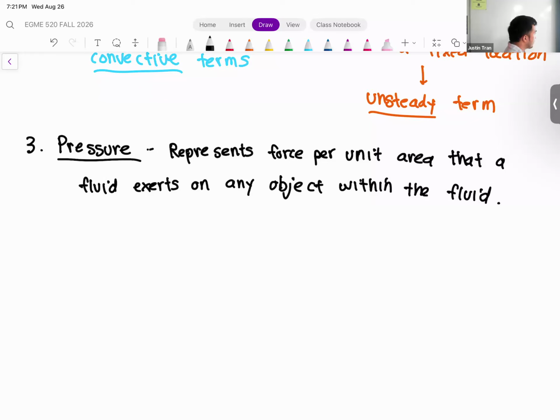Pressure is quite interesting because there are multiple different sources of the pressure forces within a fluid. Probably the one that you learned a lot in your first fluids class, and the first thing that comes to mind when people think of fluid pressure, is the idea of hydrostatic pressure.